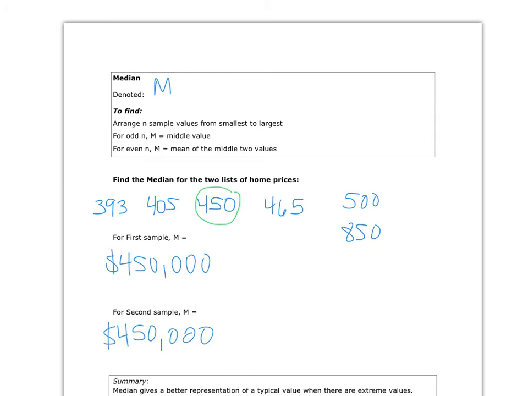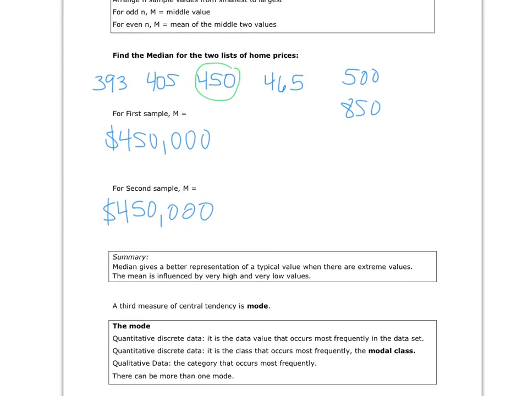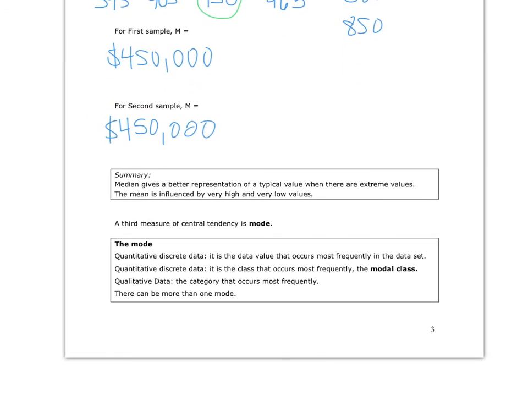Okay, so in cases where we have extreme values and we really want to get an idea of the center of the data, median is a better choice. Or a lot of times we consider the mean and the median. All right, so in summary, median gives a better representation of a typical value when there are extreme values, because the mean is influenced by those extreme values.